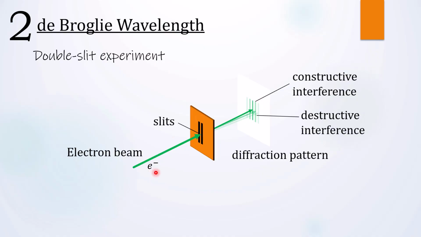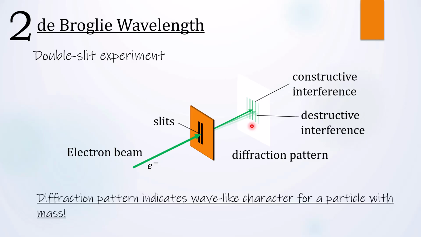When I started the experiment, or at least when I started explaining the experiment, I thought of an electron as a particle having mass, and if the electron beam is moving in a certain direction, mass times velocity, it must have a momentum, it must have a kinetic energy, all characteristics of particles. Yet on the flip side here, once everything has passed through the slits, I see this diffraction pattern, which now tells me electrons have wave-like characteristics. So here I put it in writing: the diffraction pattern indicates the wave-like character for a particle with mass, in this case, an electron.